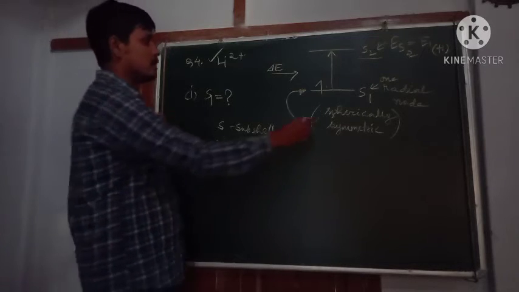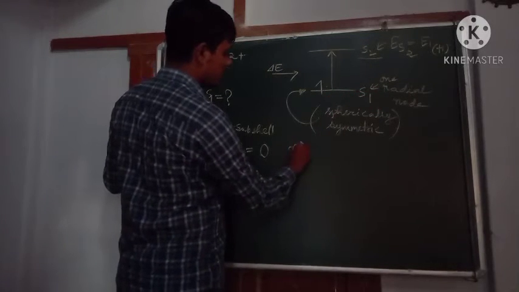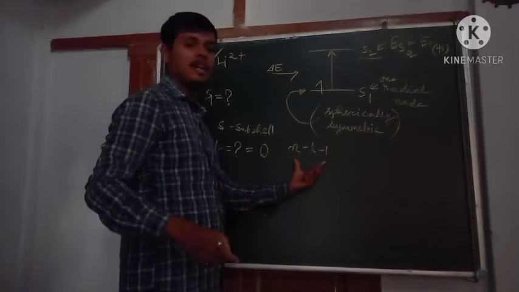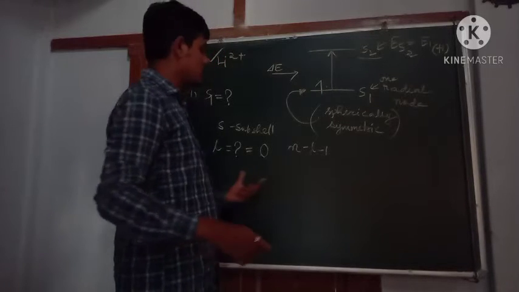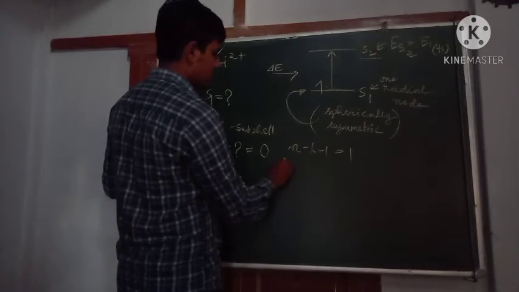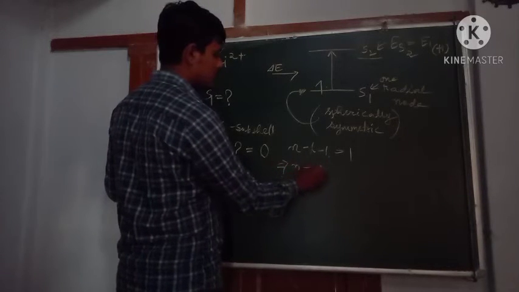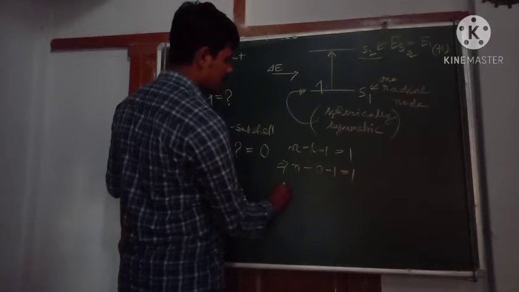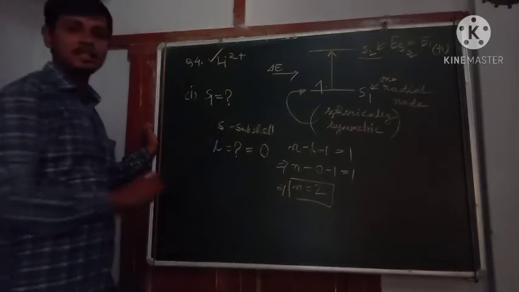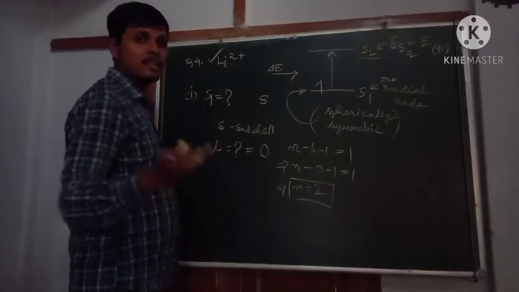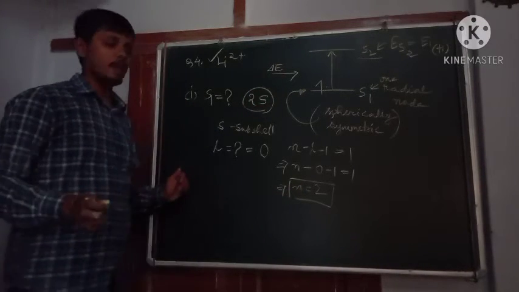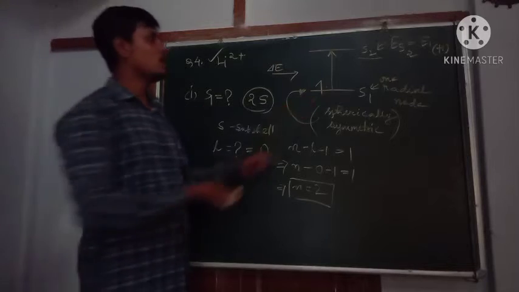Now the number of radial nodes is n minus l minus 1. This formula is used to calculate the number of radial nodes. The number of radial nodes is 1 in this case. So n minus 0 minus 1 equals 1, and we get n equals 2. That means this S1 state is an S subshell for which n equals 2. That means this is the 2s subshell. This is 2s.